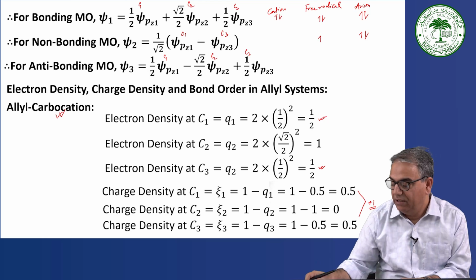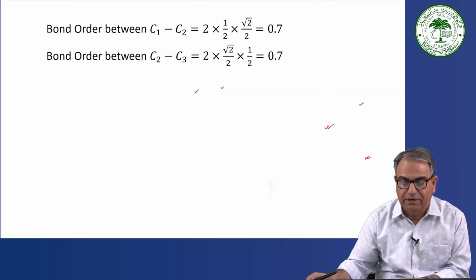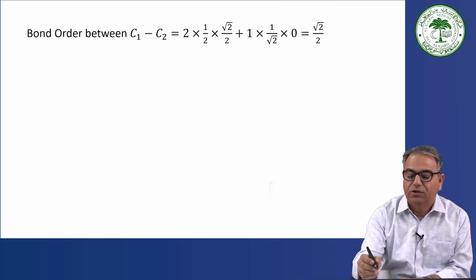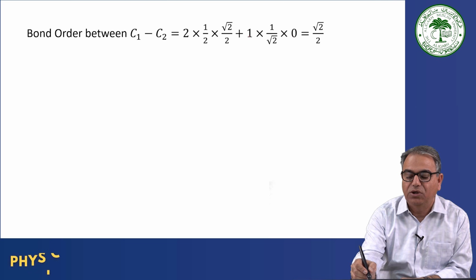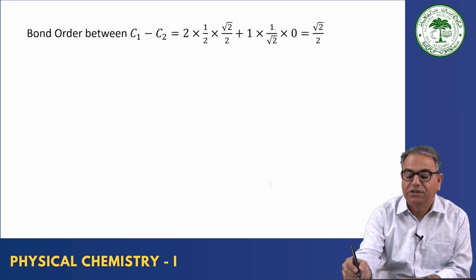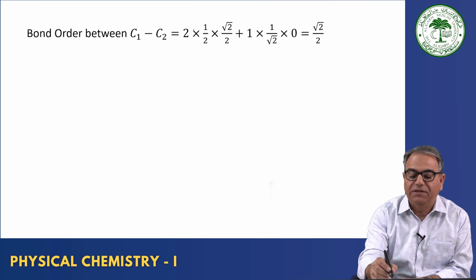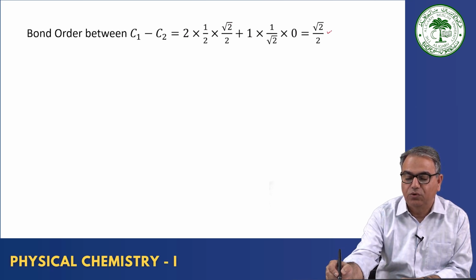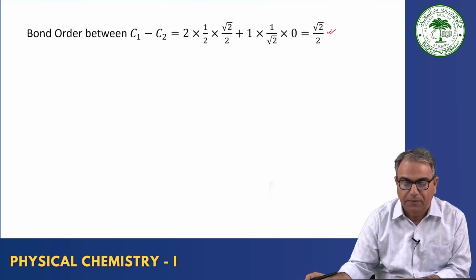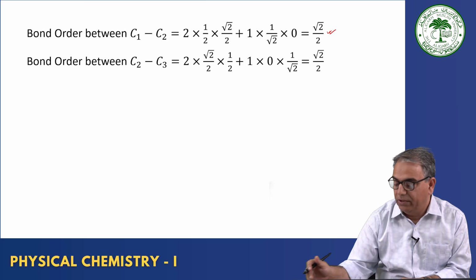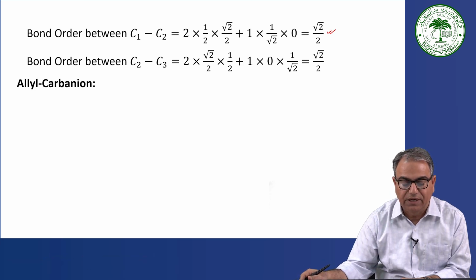Okay, so look at this one. You have 0 because in this second non-bonding molecular orbital you do have the C1 coefficient, but the C2 coefficient is 0. For psi1 you have C1 coefficients also, C2 coefficients also. So the value comes out to be root 2 by 2 bond order. Okay. Then for C2, C3 again the bond order comes out to be root 2 by 2. So both bond orders we calculated.